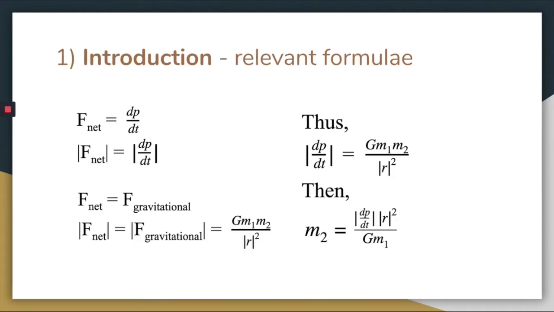Moving on to more formulas, we know that since F net equals dp/dt, the magnitude of F net must equal the magnitude of dp/dt. An assumption we make in this lab is that the only force acting on the star is the force due to the gravity exerted by the black hole. Hence, the net force can be set equal to the force of gravity, and their respective magnitudes are also equal. Therefore, the magnitude of dp/dt is equal to the magnitude of the gravitational force, yielding this equation. This can be reshuffled to solve for m2, the mass of the black hole, as is done here.